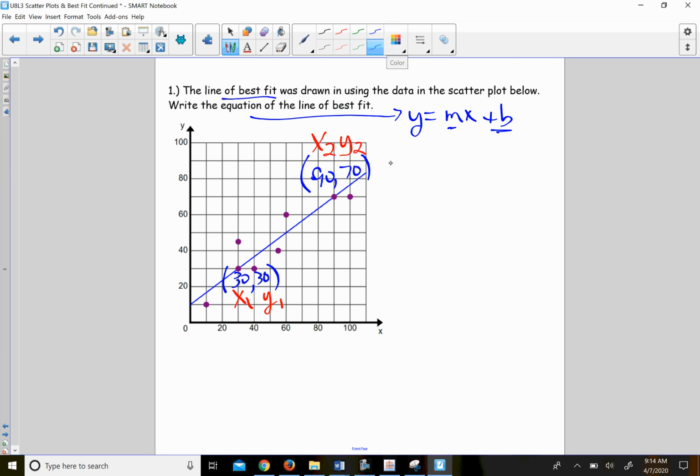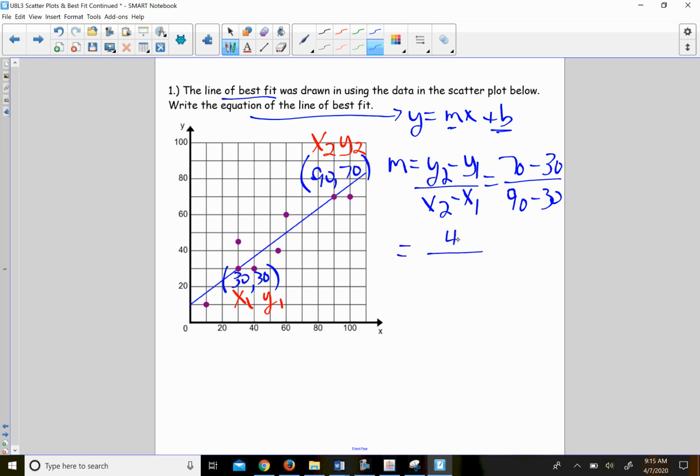So now when I go to plug in for the formula, y2 minus y1 over x2 minus x1. Okay, the second y was 70, and I'm going to subtract the first y, which was 30, over the second x, which was 90, minus the first x, which is 30. So now it's just a matter of doing some calculations. So I have 70 minus 30 over 90 minus 30, which is 60.